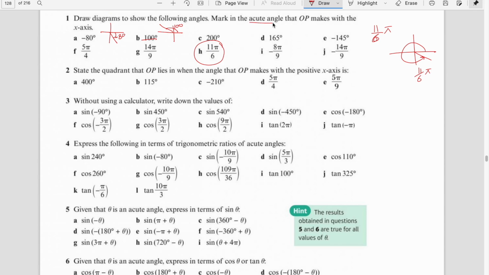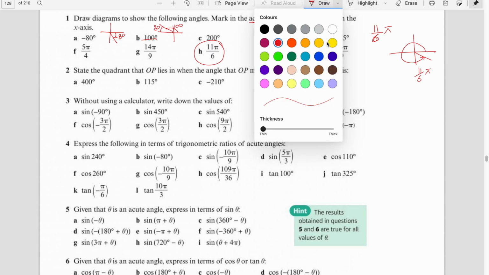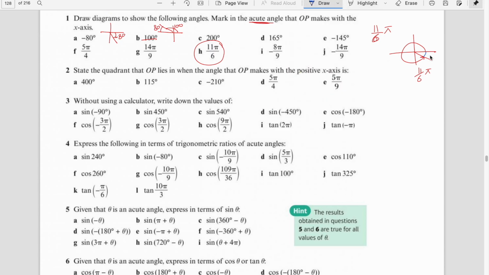And it said mark the acute angle as well. So this was 80, and in this case a complete circle is 2 pi. So 2 minus 11 by 6, I'm left with 1 by 6. So I should mark this acute angle as 1 by 6 pi, or pi by 6.